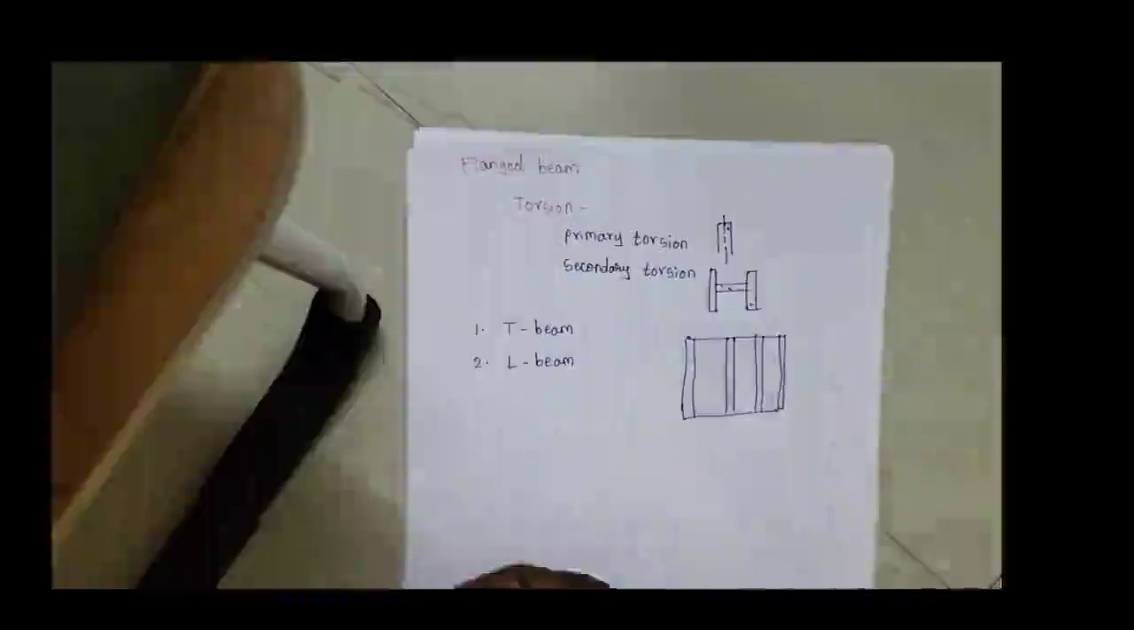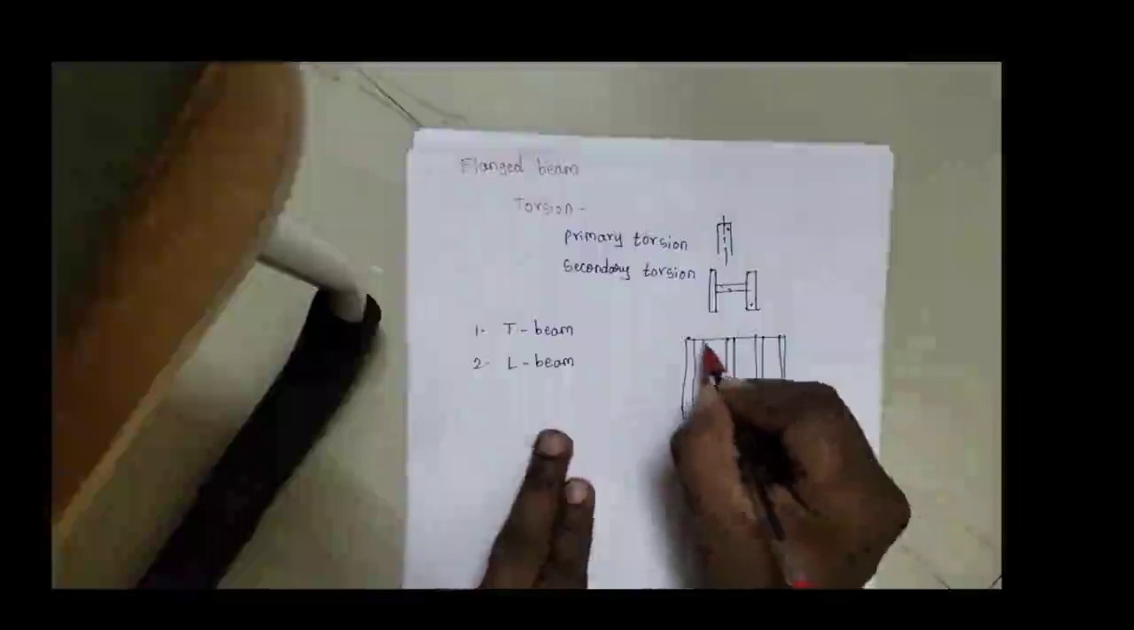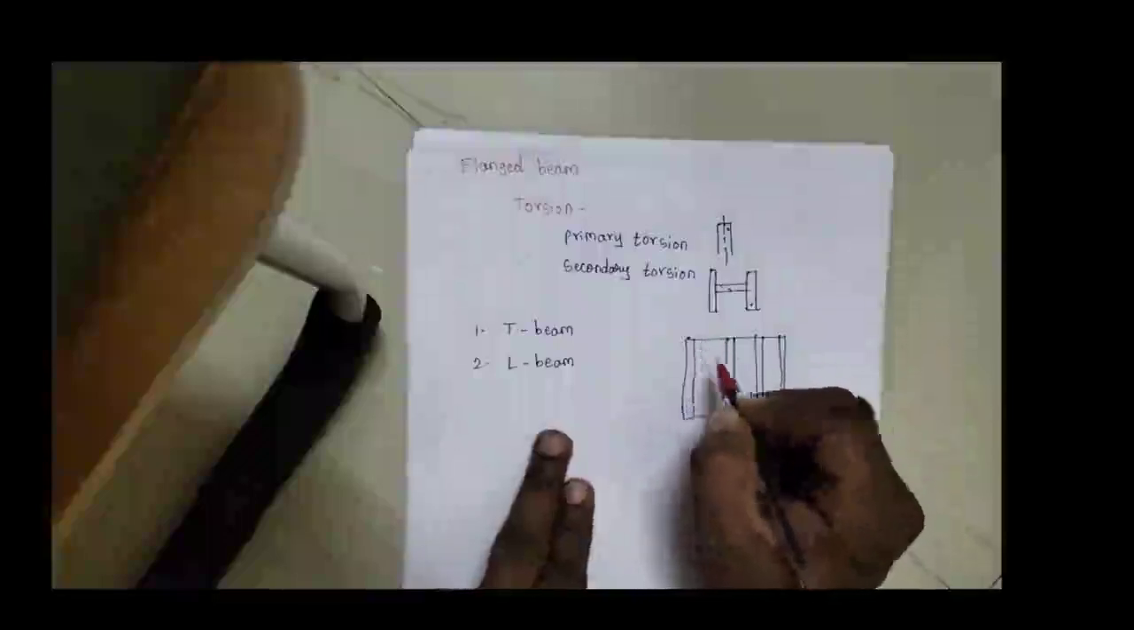Let us consider a flooring system consisting of 4 beams. If you see here, on this side we will have only the beam, that is, slab on this side.